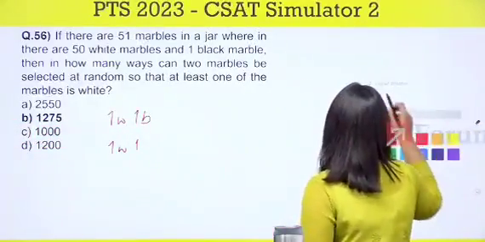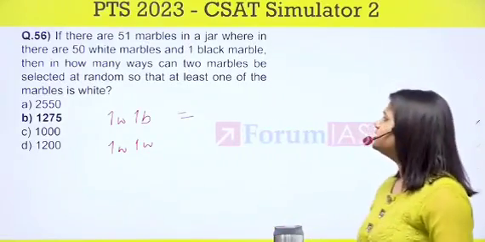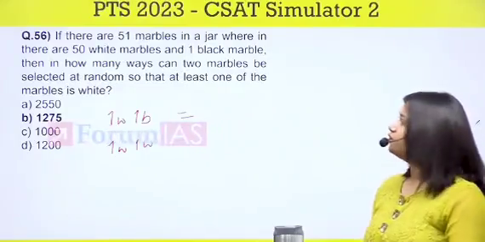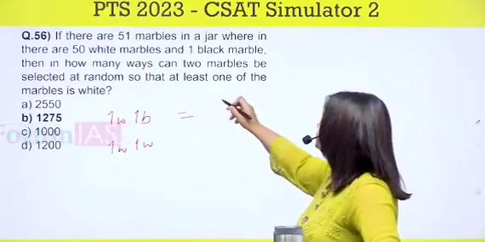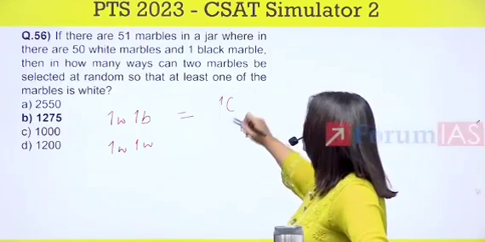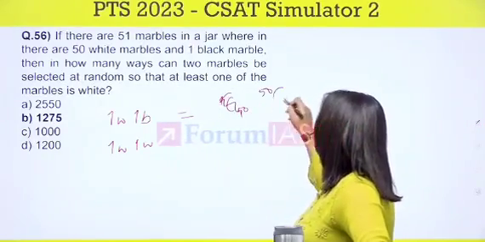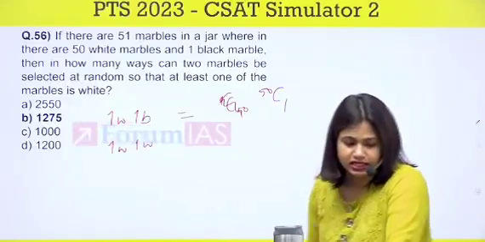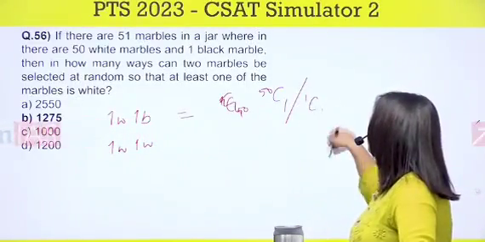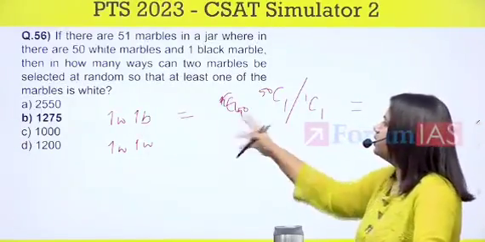Right? I'm also okay with both of them being white. Now, what is the way for me to select at least one white? For one white, I have to select one white, 1 out of 50. So you write it to be 50 C1, right? Upon how to select one black out of only one black available, 1 C1, right? This will be how to select one white, one black.